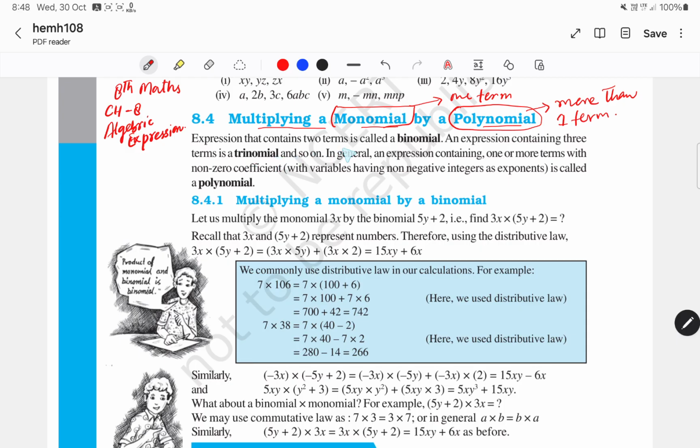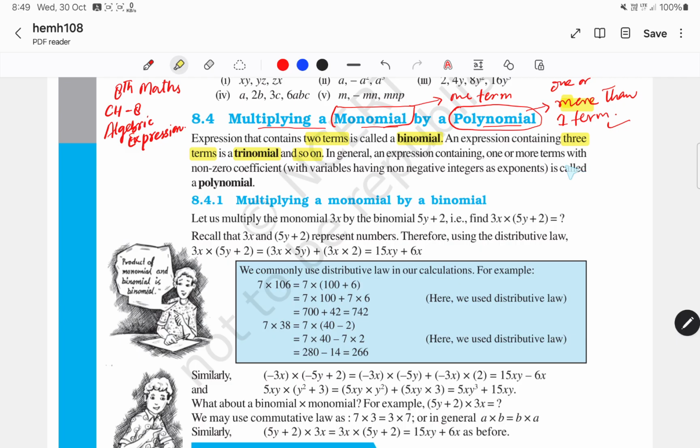Expressions that contain two terms are called binomials. An expression containing three terms is called a trinomial, and so on. In general, an expression containing one or more terms is called a polynomial.